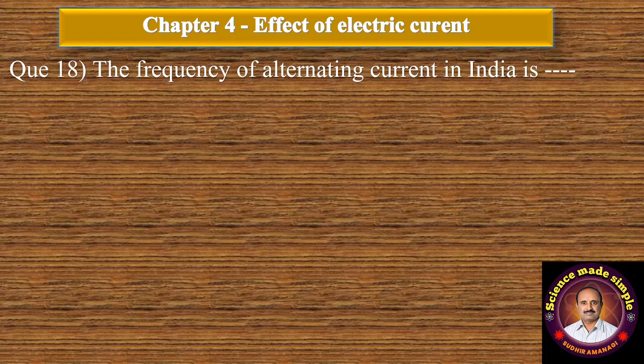Question number 18. The frequency of alternating current in India is dash dash. A, 220 Hz. B, 50 Hz. C, 440 Hz. And D, 120 Hz. Correct option is that option B, 50 Hz.